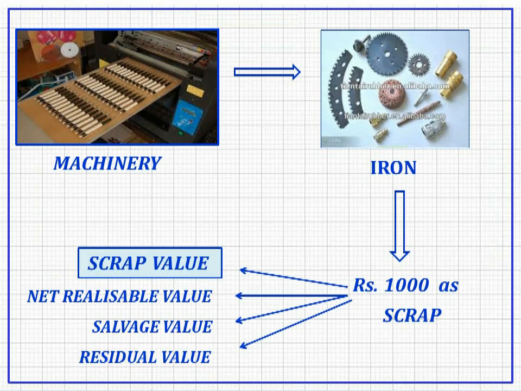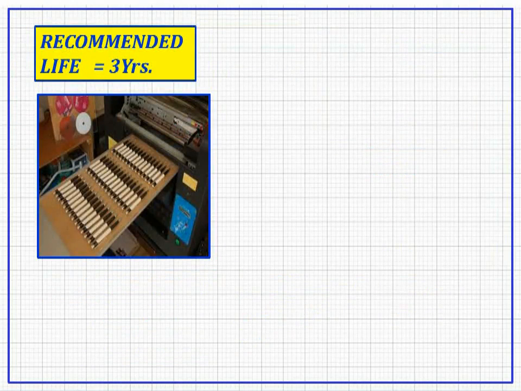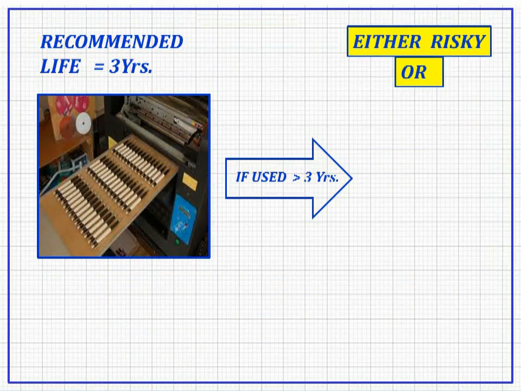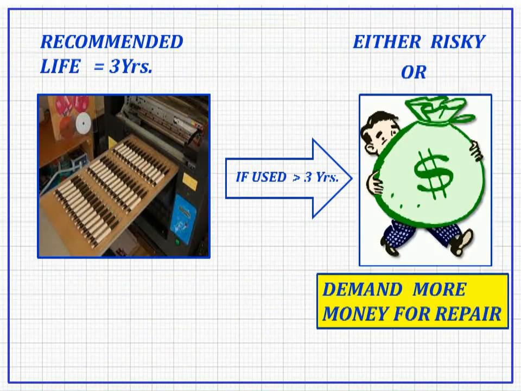Now the thing is, we have calculated that the working life or useful life of this machinery is 3 years. It means the company, I mean the manufacturing company, has recommended that this machine should not be used for more than 3 years. After 3 years, it can be risky, or maybe it can demand more money on maintenance or repairs, etc. I have already explained this to you.